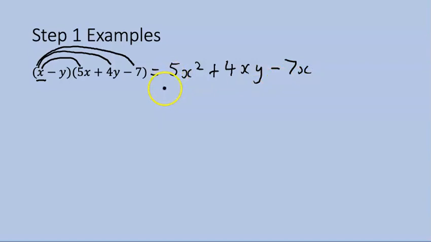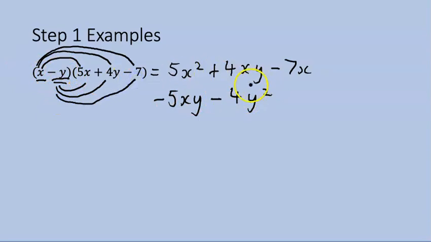Now that I've done that one, what I like to do when I deal with another variable and I've got triple brackets, because there's a lot of multiplication going on, I like to write it underneath. So minus y times 5x gives me minus 5xy. Minus y times plus 4y is minus 4y squared. And minus y times minus 7 gives me plus 7y.